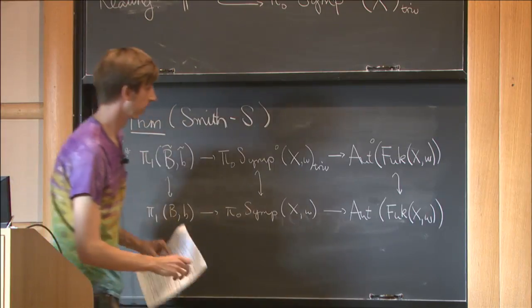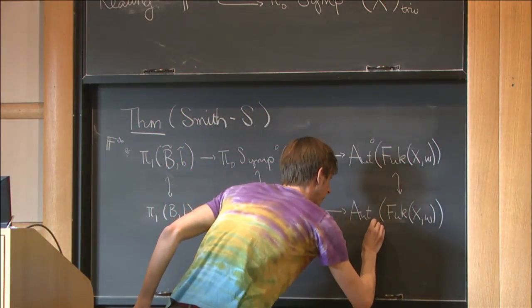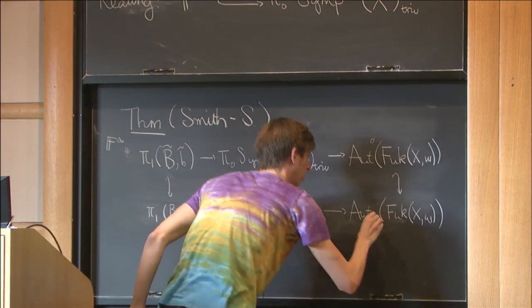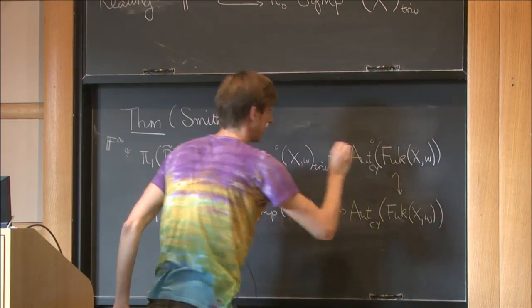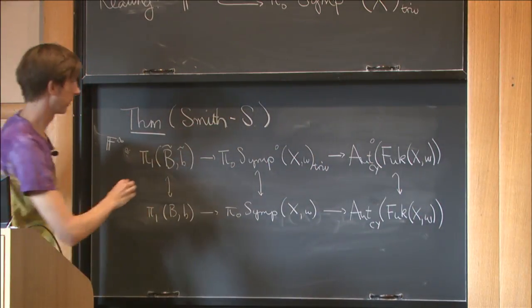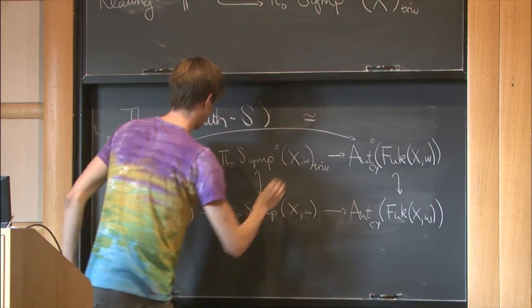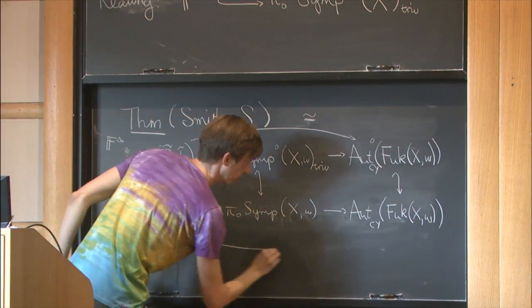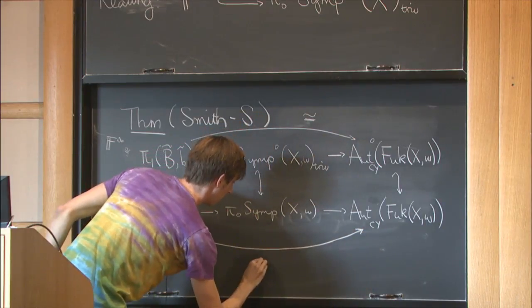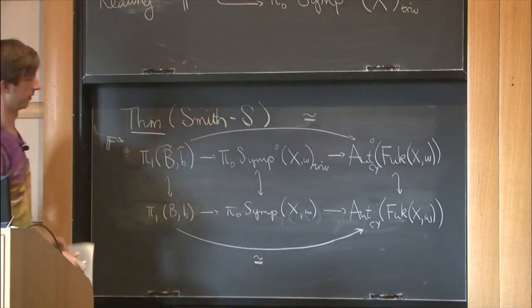Okay. And the result is that if we look at a certain subgroup called Calabi-Yau autoequivalences, then this composition is an isomorphism, and this composition is also an isomorphism.